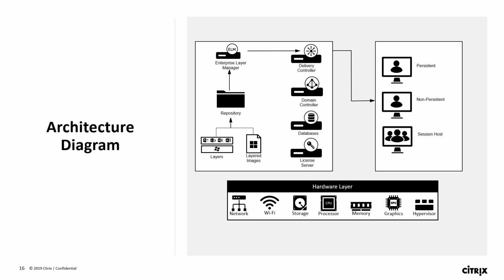The domain controller is used and integrated in order to configure the Enterprise Layer Manager and to set up associations with different groups to different objects within the elastic layer. The database is important. That's where configuration settings are, and the licensing server. And so all of this ties in with the delivery controller.